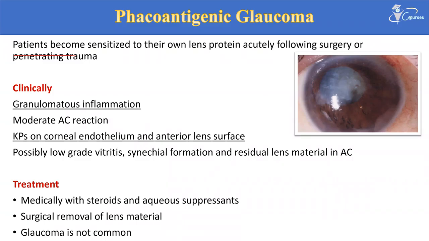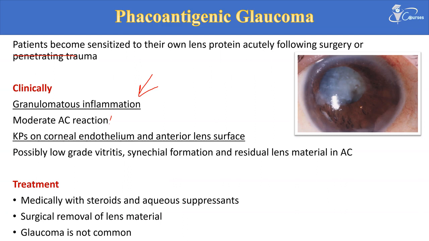So what is the difference between this and the previous case, lens particle glaucoma? Here, the glaucoma is not caused by the lens material clogging or blocking the trabecular meshwork. It is caused by a reaction between these exposed lens proteins and the immune system, which will recognize these lens proteins, and this will result in granulomatous inflammation. This is very important, asked also in the exams. Granulomatous inflammation occurs in phacoantigenic glaucoma because of the reaction toward the exposed lens protein.